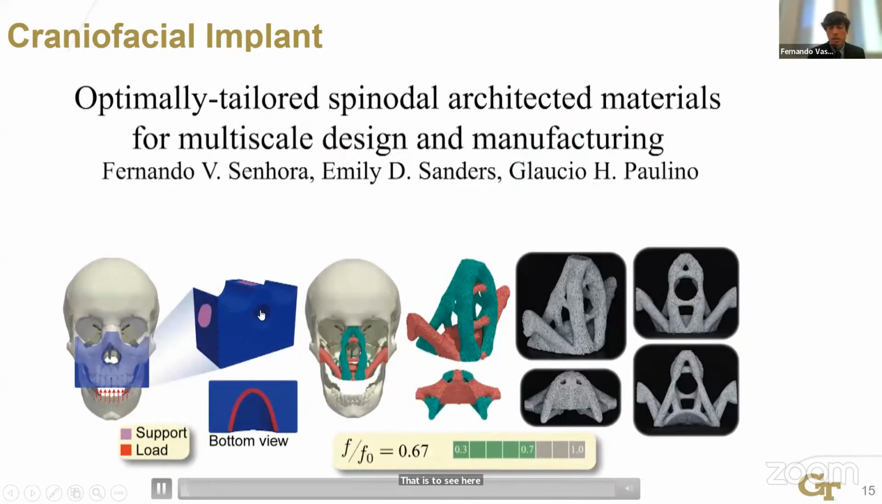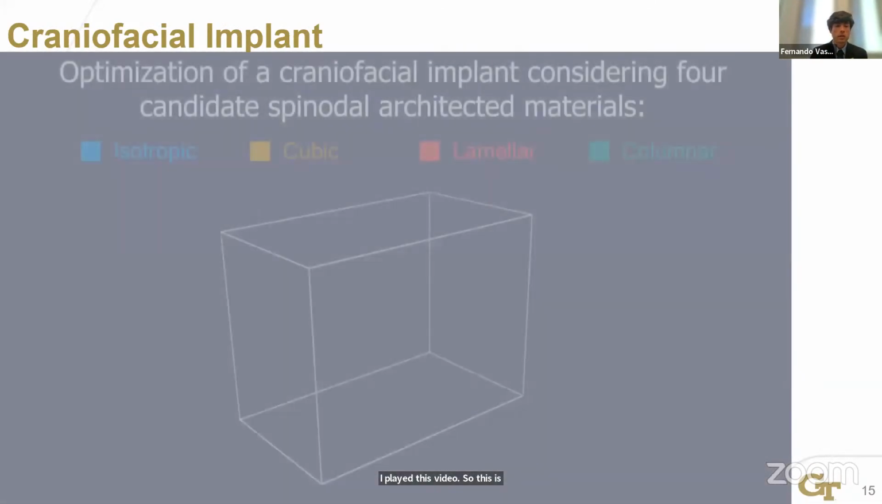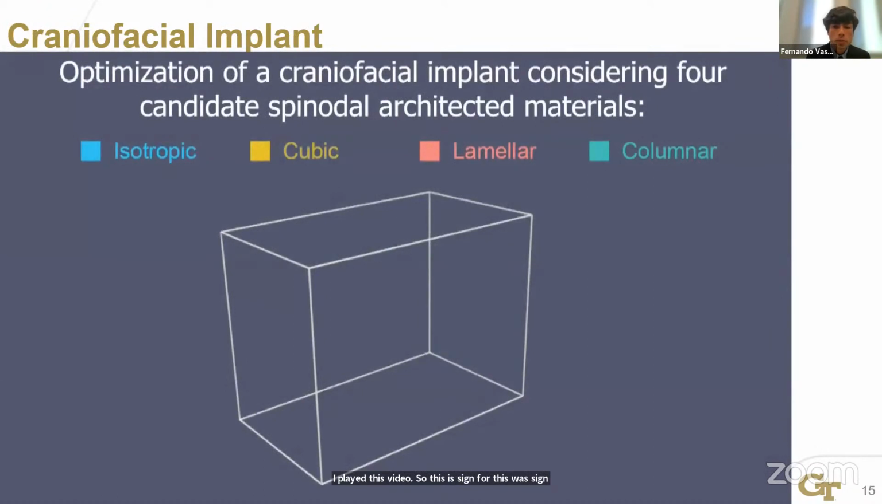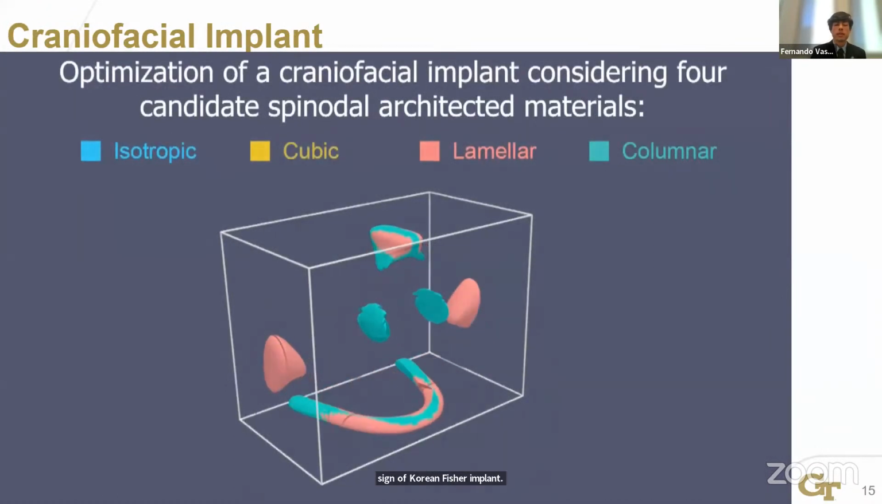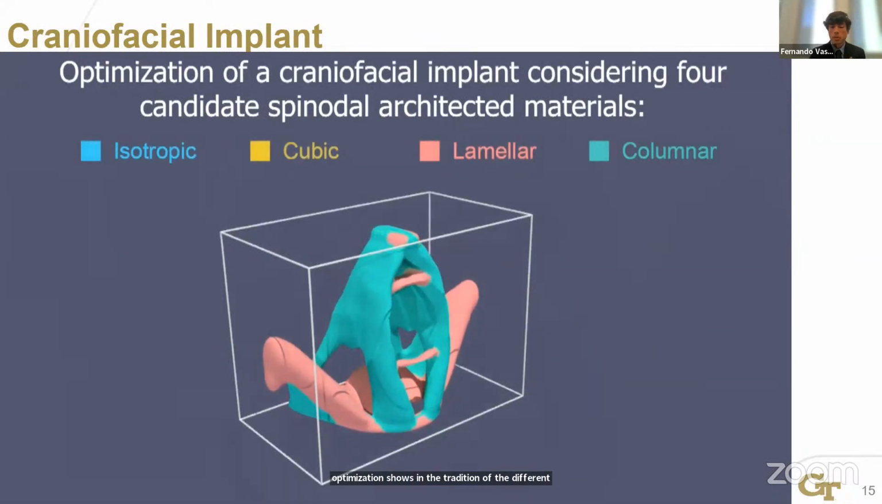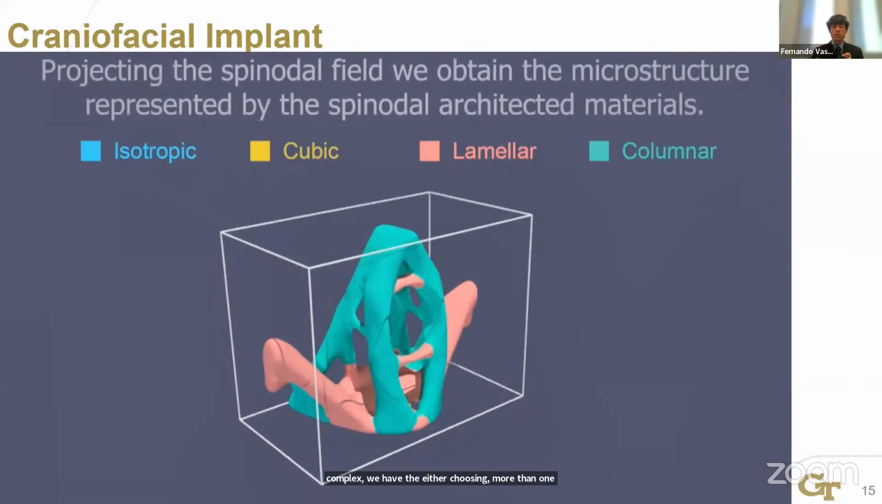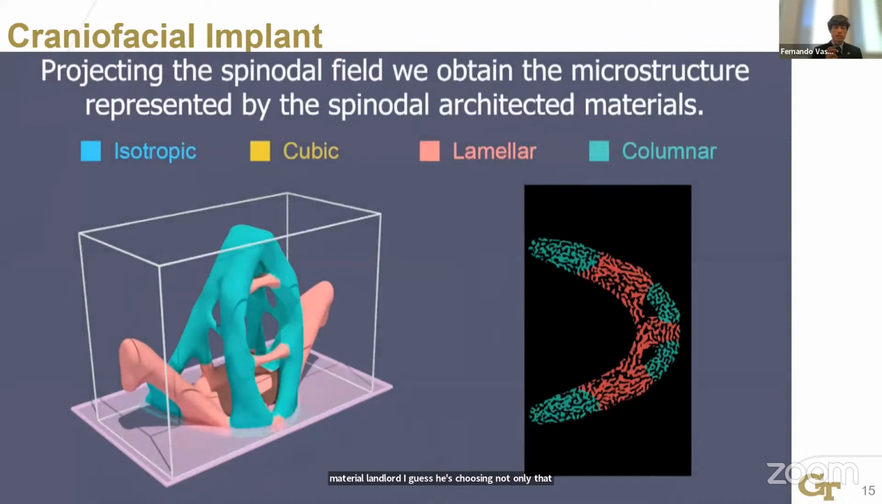This was the design of a craniofacial implant. You can see now the optimization being done. The optimization shows the distribution of the different classes of material. Now since the geometry and the load case are more complex, we have the optimizer choosing more than one material, laminar and columnar. You can see it's choosing not only the geometry, but the distribution of different material classes, the orientation and the density.